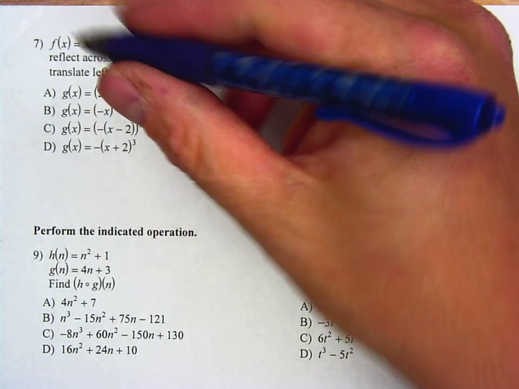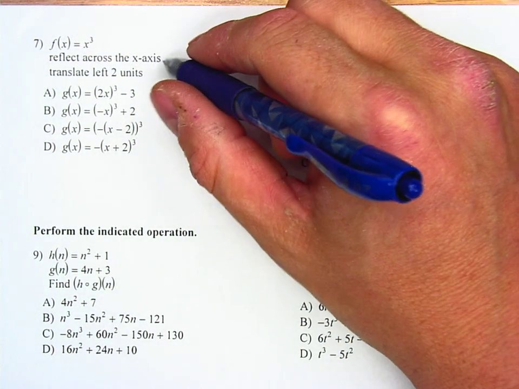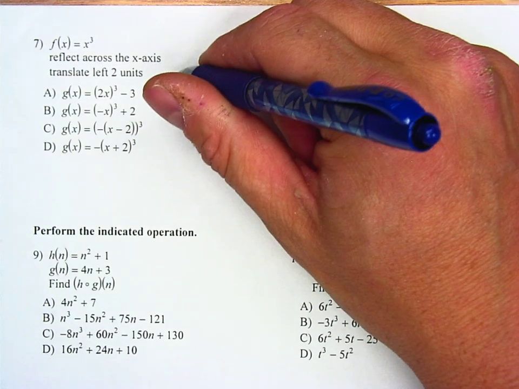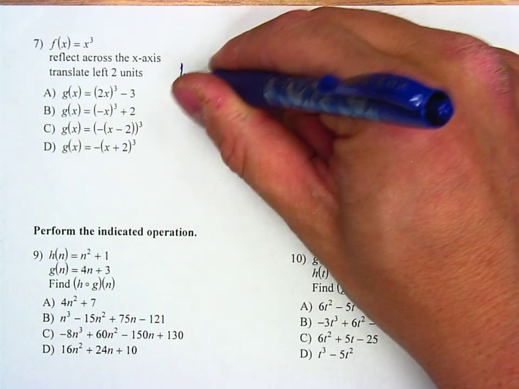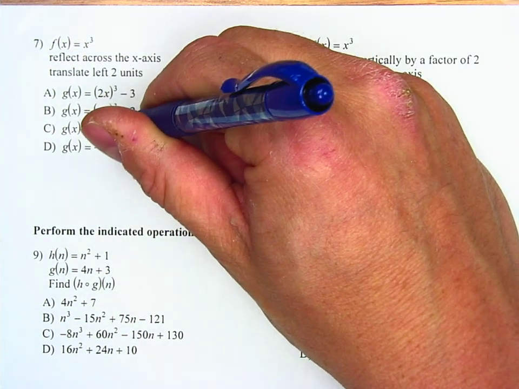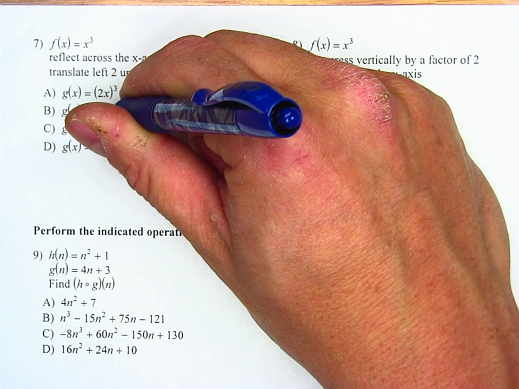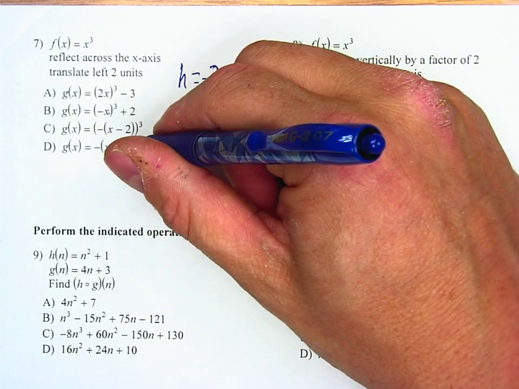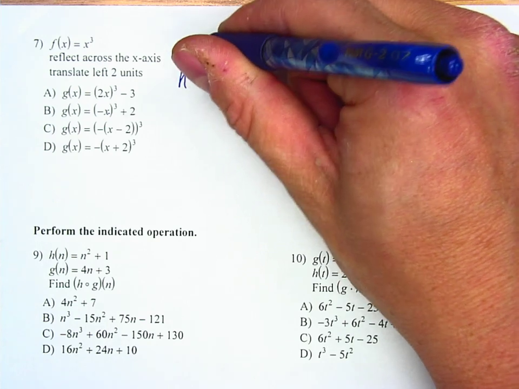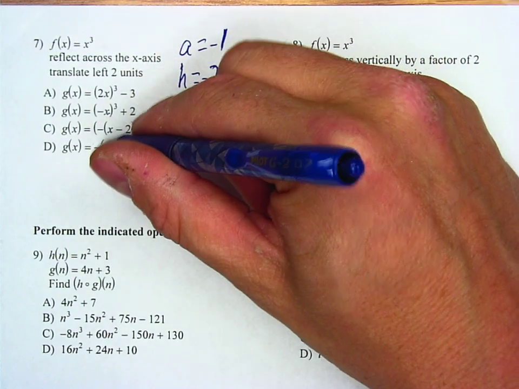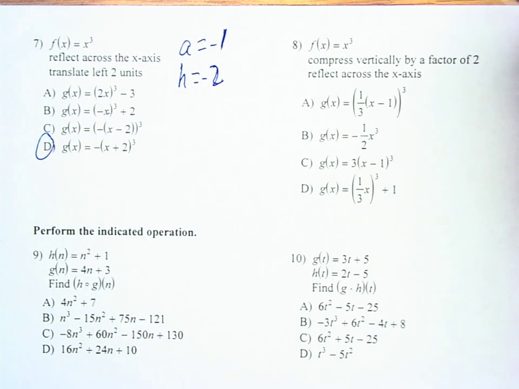But we'll see. Anyways, question 7. Reflect on the x-axis and then translate left 2. So left 2 tells me h equals negative 2, which is looking like this one right here, because the rest of these have h as plus 2 on this one. There's no h here, and on this one, there's no h either. So I've already picked the right answer. And again, the reflection horizontally or on the x-axis is going to be negative 1 for A, so option D.